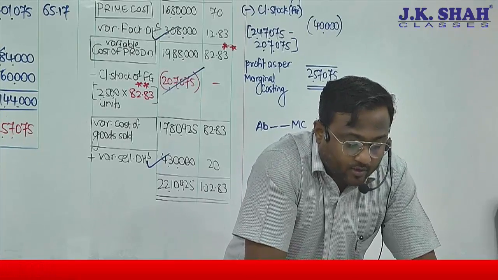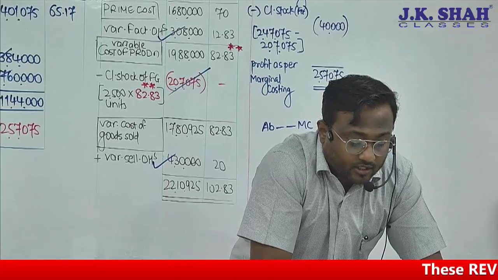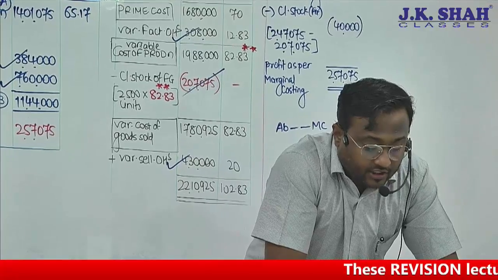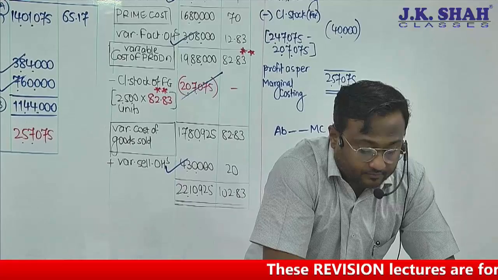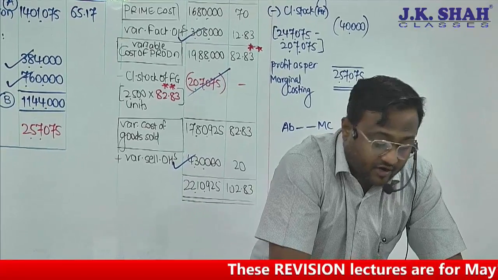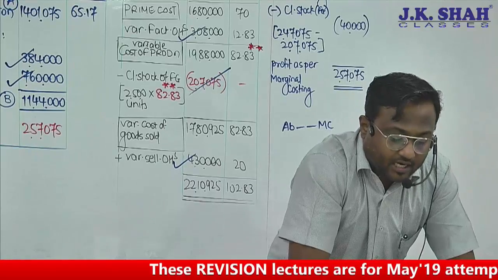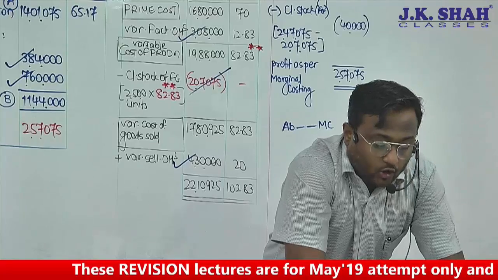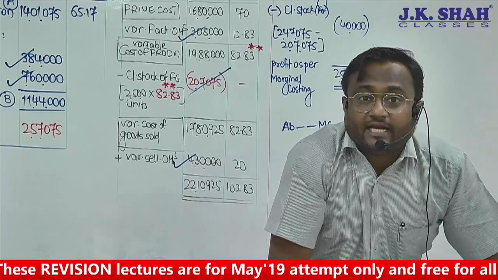It has been decided to merge plant B with plant A. The additional fixed expenses involved in merger amounted to 2 lakhs. Required: find the break-even point of plant A, plant B before merger and the break-even point of the merged plant. And also find out capacity utilization of the merged plant to get an overall profit of 18 lakhs.